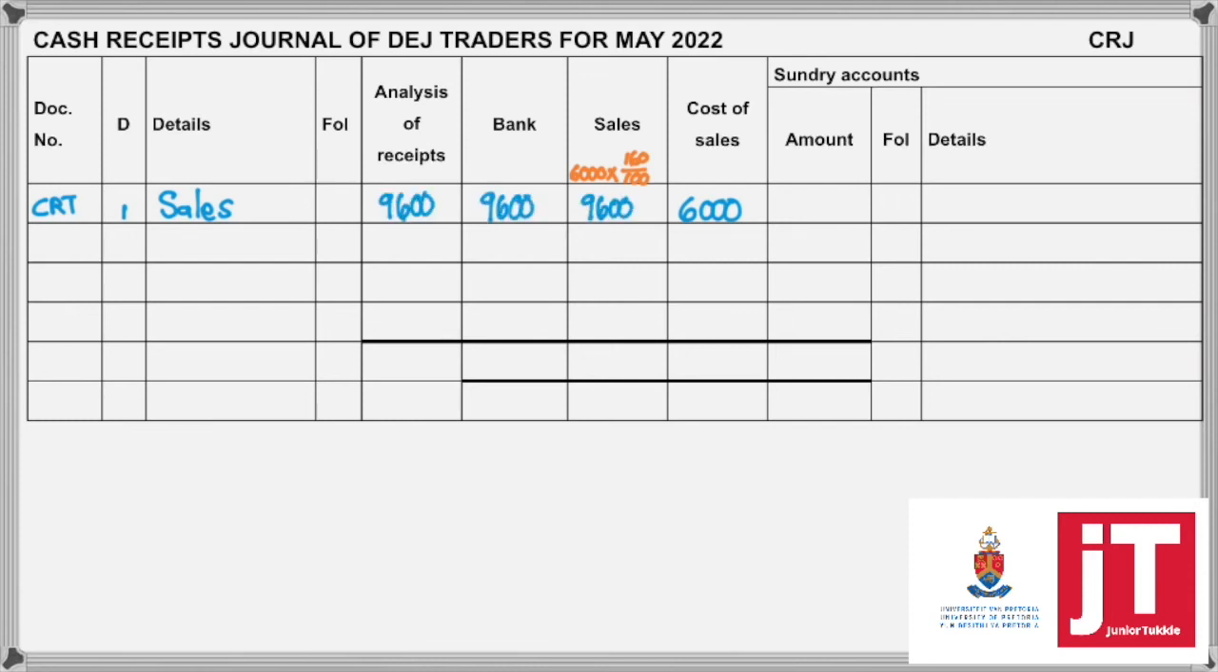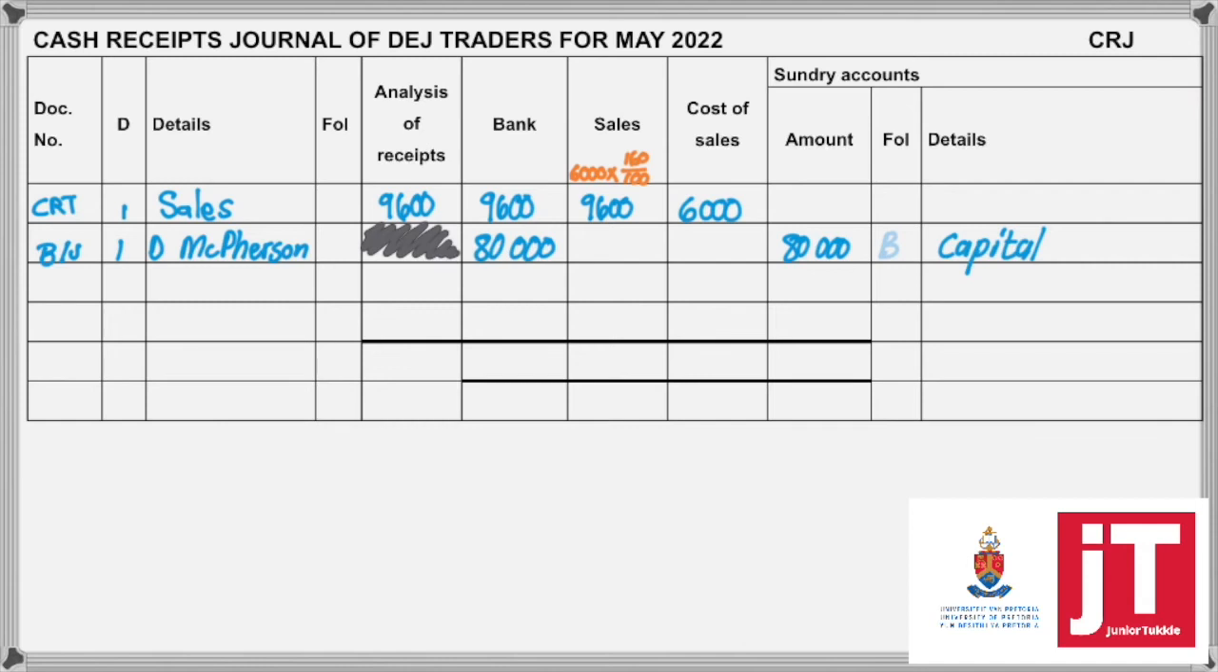We have to go back and fill it into analysis of receipts and into bank, and we can bank that transaction because it's the end of the day. Then the next transaction is the owner that deposited a direct deposit of 80,000 Rand as capital contribution. Now, because it's a direct deposit, the source document must be bank statement, and we will skip analysis of receipts because it didn't go through my till, it went straight into my bank. And that 80,000 Rand will then be recorded in bank, and it will be recorded in sundries as capital.